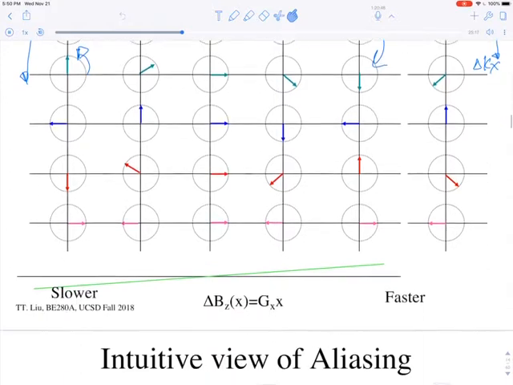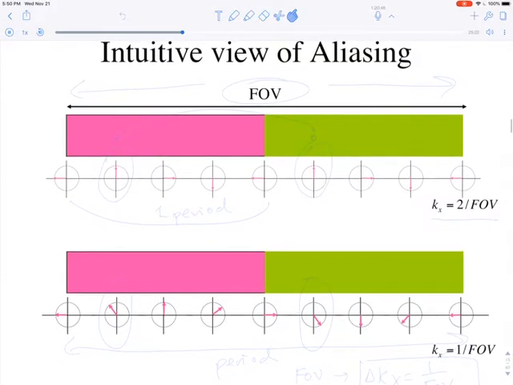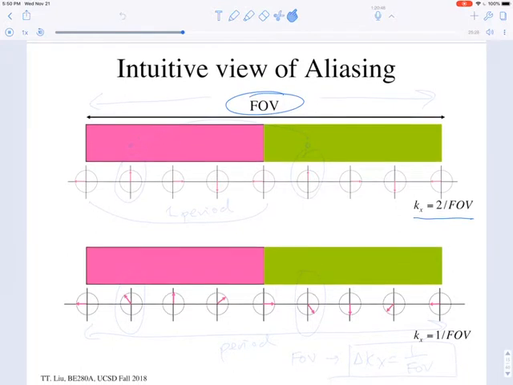There's another view of aliasing that we can think about. It's the same idea. Let's say this is my field of view. FOV stands for field of view, and it's essentially the size of the object that you care about. So let's say my field of view spans this range here. But let's say I came in with a phasor pattern that had this as one period. You can see that this spin has the same orientation as that spin.